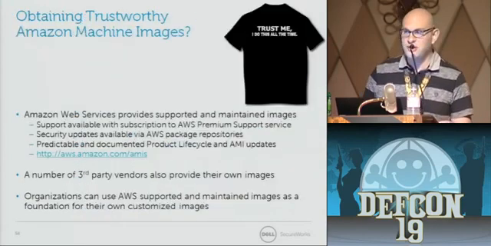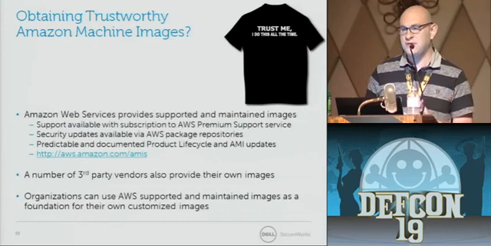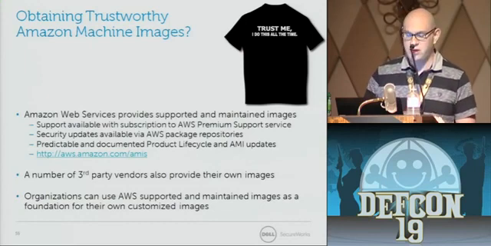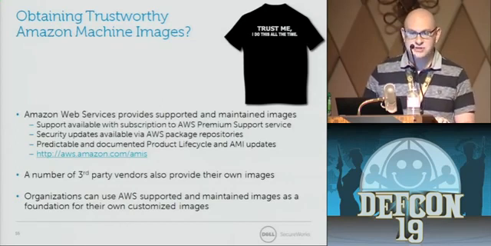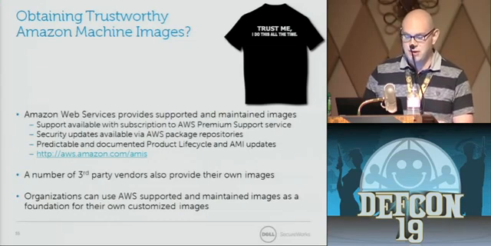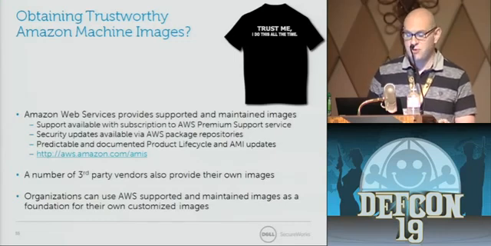And Jeff mentioned this earlier. So where would you obtain trustworthy third-party AMIs besides building them from scratch yourself? Well, Amazon themselves offers supported and maintained images. You can follow the link up there or find it yourself, and they've got a number of images out there. They have their own Yum repository, security updates, product lifecycle. If you want to pay for their premium support service, these are the images they're going to support. So this makes a good option to enterprises or other organizations that are using their services there. There's a number of third-party vendors that also provide their own AMI images, RightScale, Cloudera, a number of other vendors.